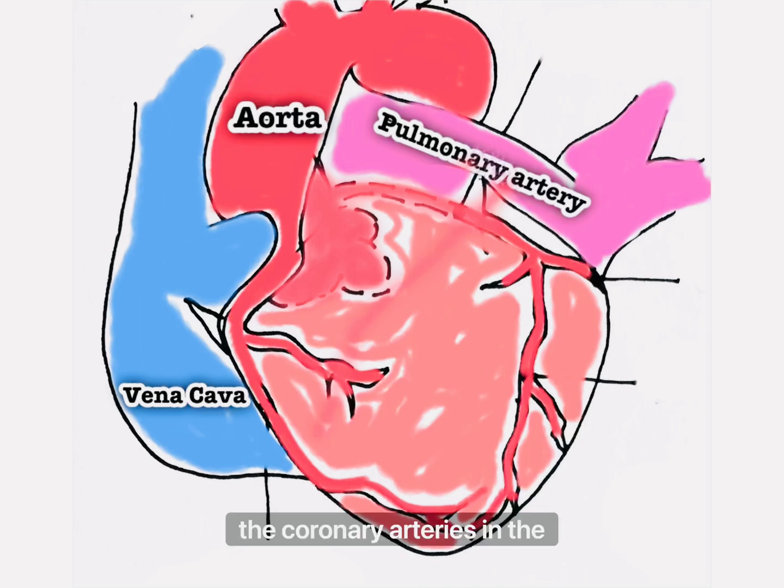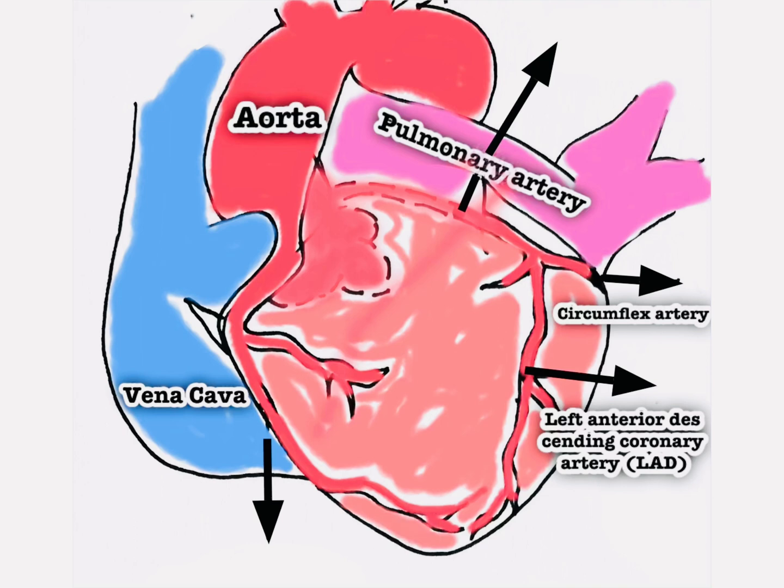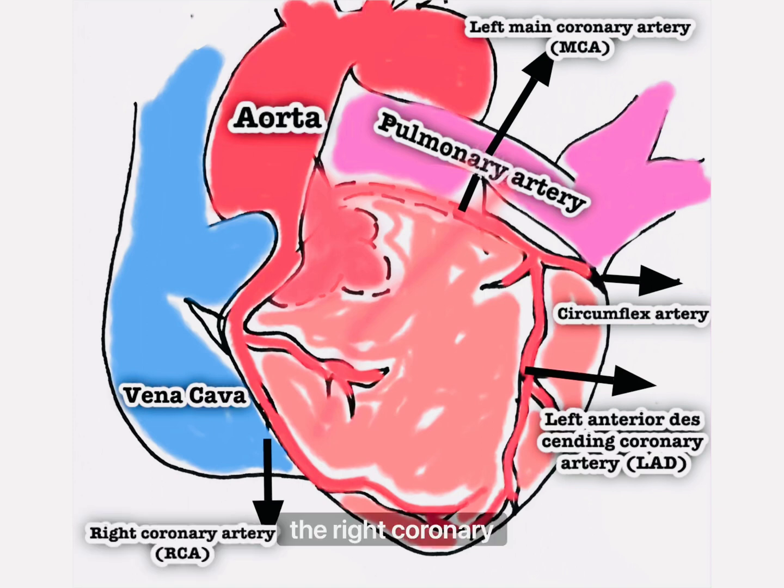The coronary arteries in the heart, there's basically 4 coronary arteries. You can look at the left anterior descending coronary artery, the circumflex coronary artery, which are both met by the left main coronary artery. Then we have the right coronary artery. So all in all, we have 4 coronary artery branches. Arteries hold oxygenated blood while veins hold deoxygenated blood.